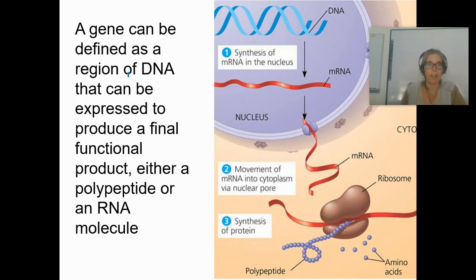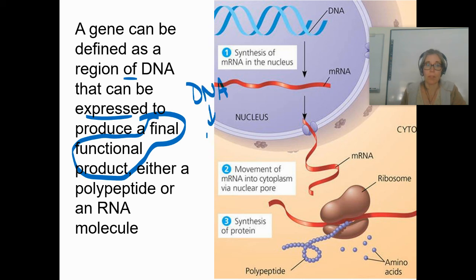Okay, so a gene is defined as a region of DNA that can be expressed to produce some final functional protein. This is kind of our working definition now. So we're not saying that a gene codes for a protein. We're saying a gene sometimes codes for a protein. So we're saying DNA codes for RNA, and sometimes it's messenger RNA and it codes for a polypeptide.